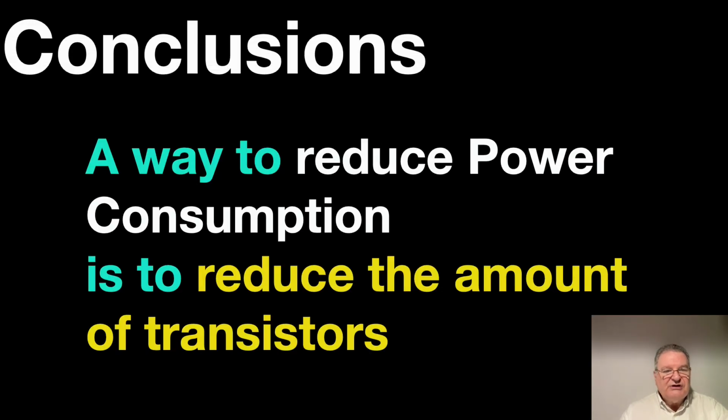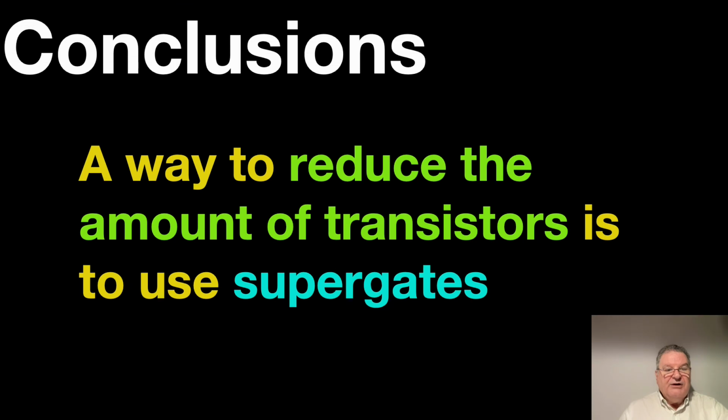So, some conclusions: a way to reduce power consumption is to reduce the amount of transistors. And a way to reduce the amount of transistors is to use super gates. Also with this, we give freedom to people working in logic synthesis, where they are able to do all the logic optimization they can, without the restrictions of mapping these functions to the ones available in a cell library. So this can be a good improvement.